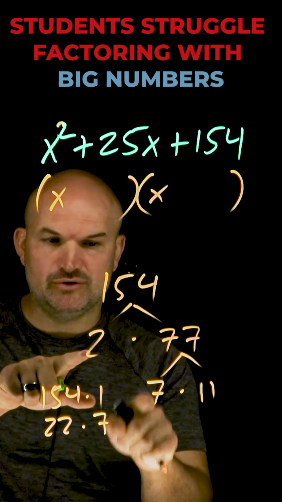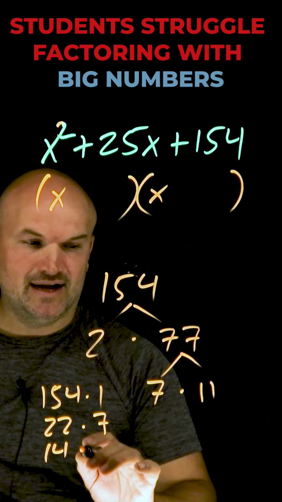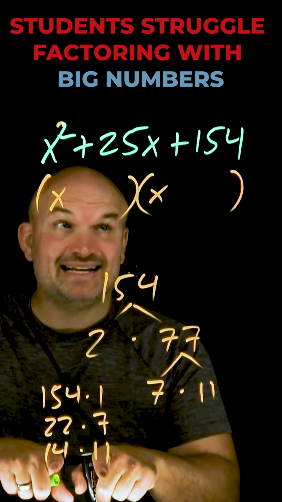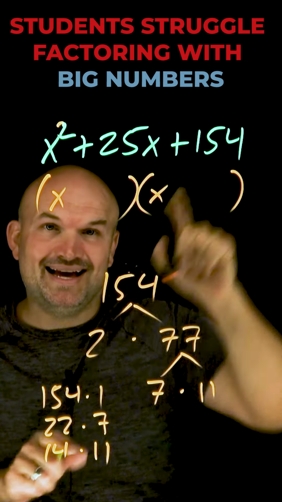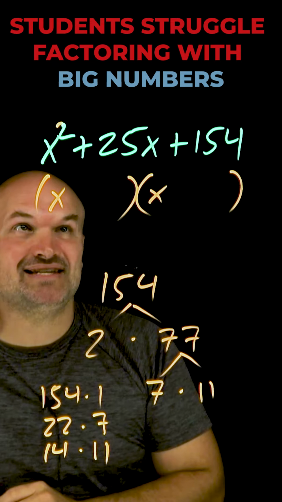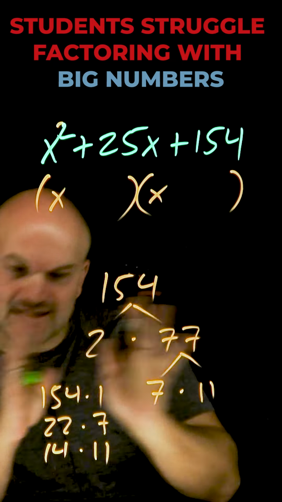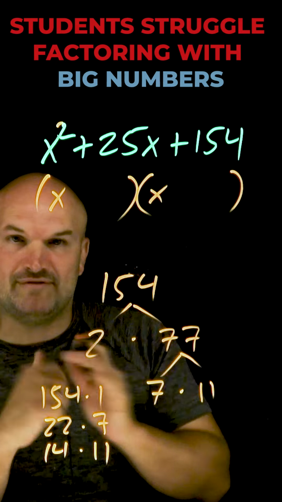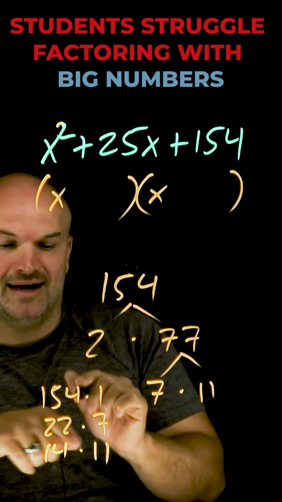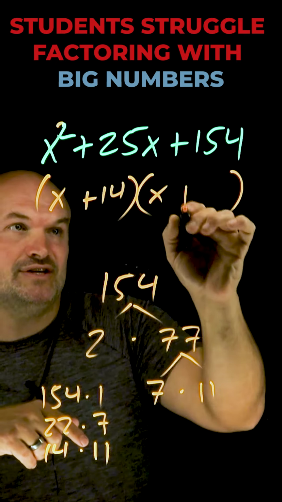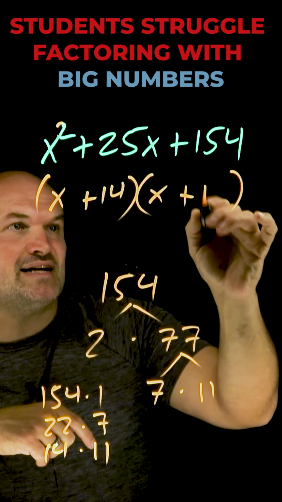So now let's do 2 times 7, which is 14, and multiply that by 11. That, again, multiplies to give us 154, and guess what? It also adds to give us 25. So now, ladies and gentlemen, by just doing a little bit of math, having a little bit of understanding of using prime factorization and knowing how numbers work, I can quickly go ahead and factor this to x plus 14 times x plus 11.